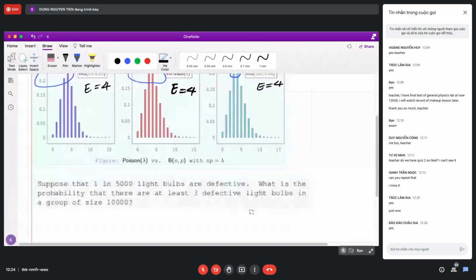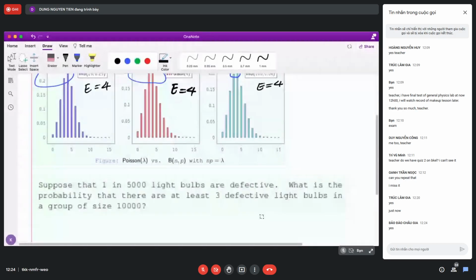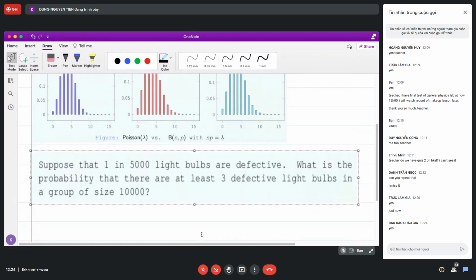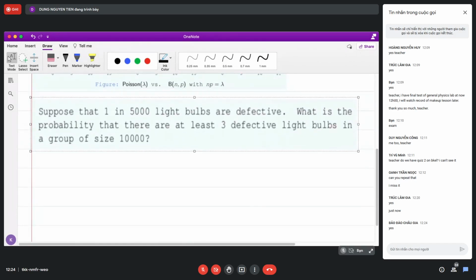Now, can you use that idea to solve the problem? The problem here: suppose that 1 in 5,000 light bulbs are defective. What is the probability that there are at least 3 defective light bulbs in a group of size 10,000? What do you think?